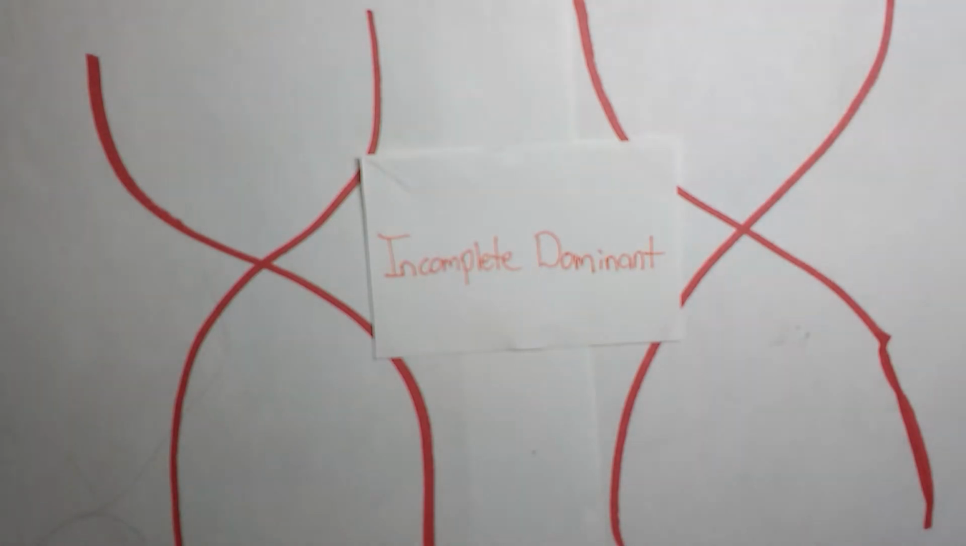So obviously the red wasn't controlling it, the white wasn't controlling it, they ended up blending. So that is incomplete dominant. So with incomplete dominance, you get super forms, you'll get the heterozygous form, and then you'll get a normal that has nothing in it.